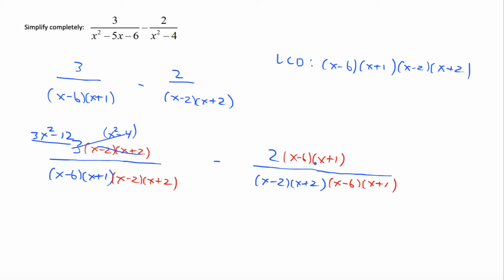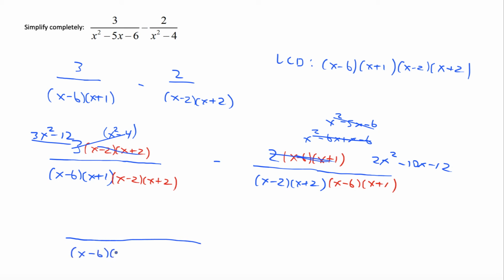Right here, we'll clean it up a little bit as well. We'll multiply this out. So we get what? X squared minus 6x plus x minus 6. This is x squared minus 5x minus 6. Okay, but then multiply that by the 2. So this whole thing becomes 2x squared minus 10x minus 12. Okay, so now we have the denominator, which is good. A little bit messy here, but we have 4 terms in the denominator.